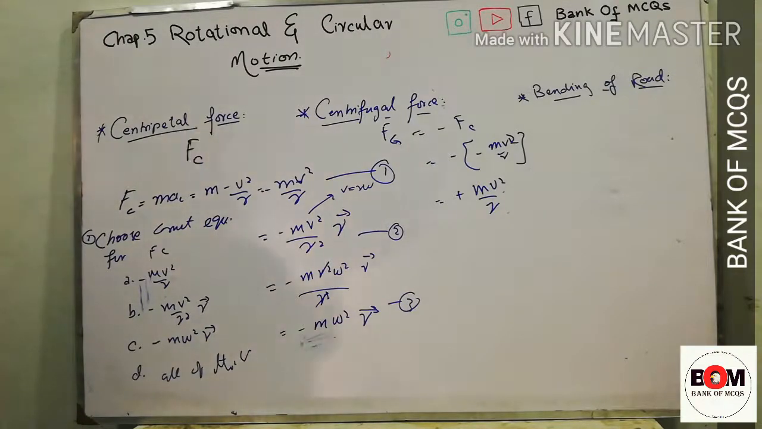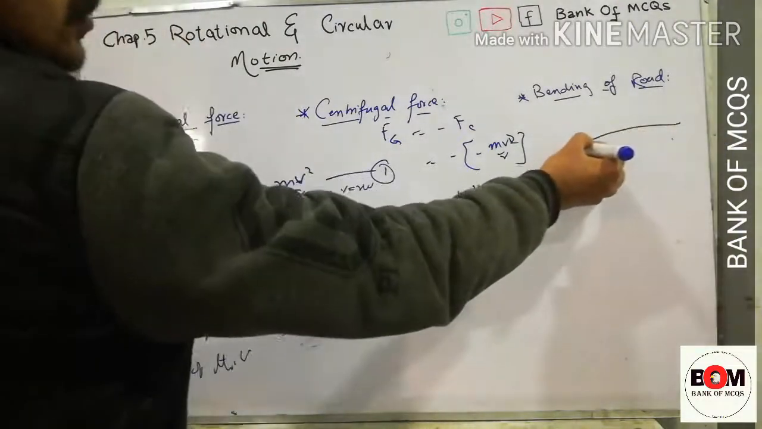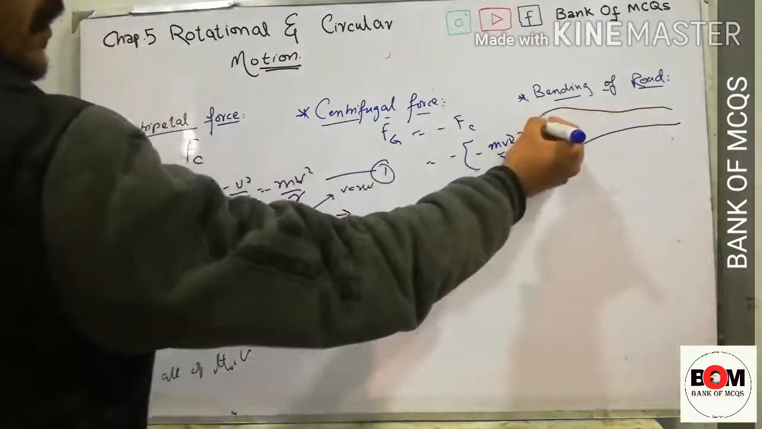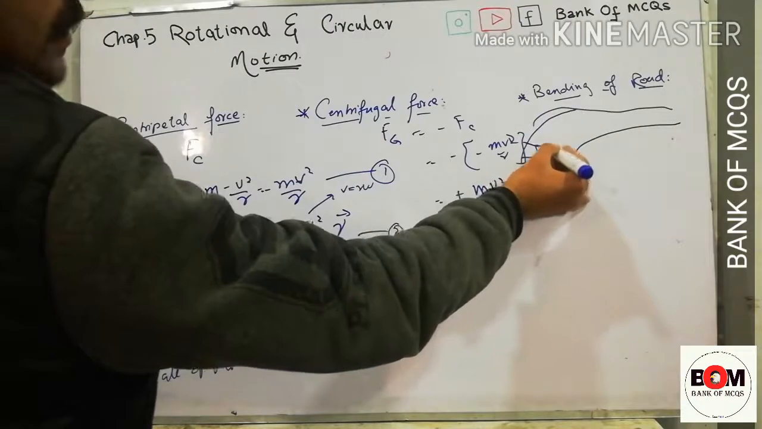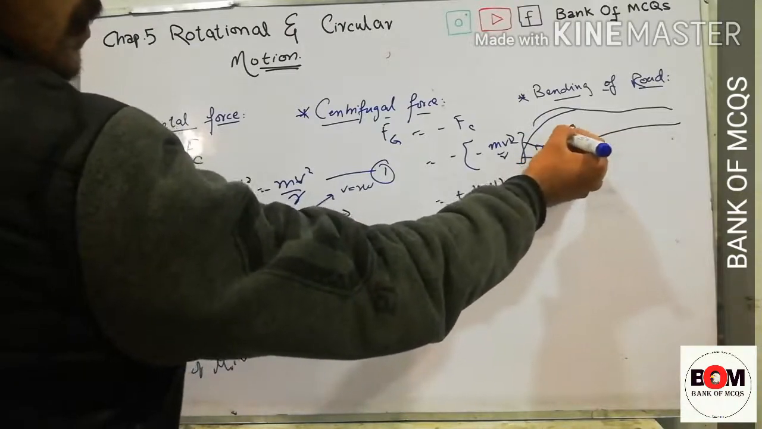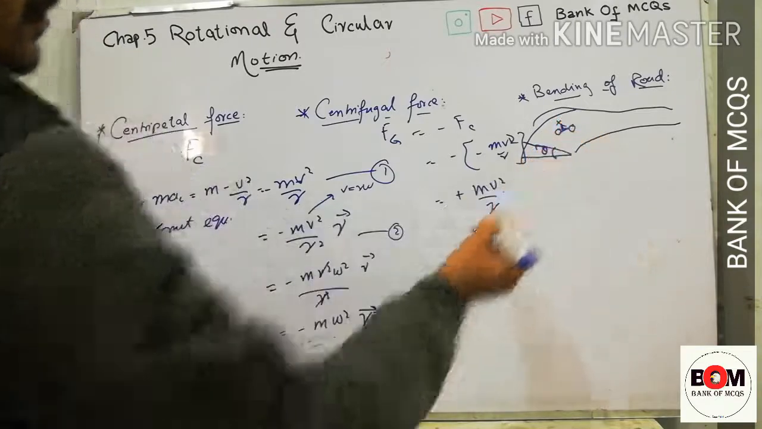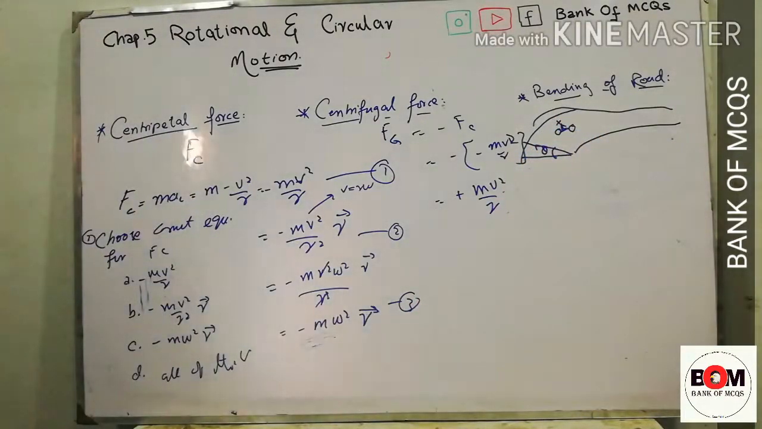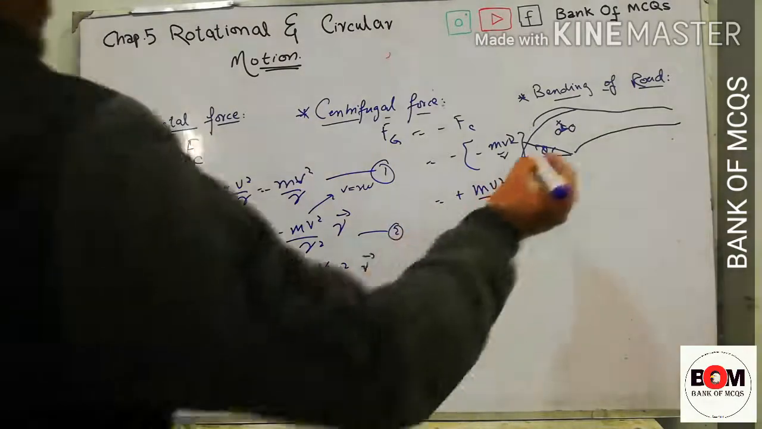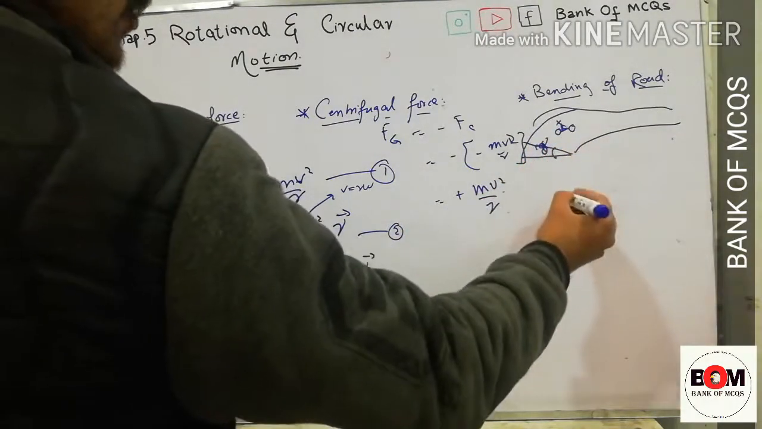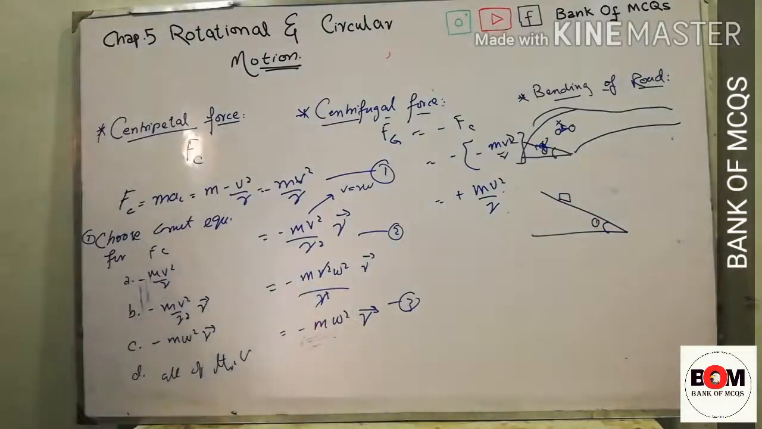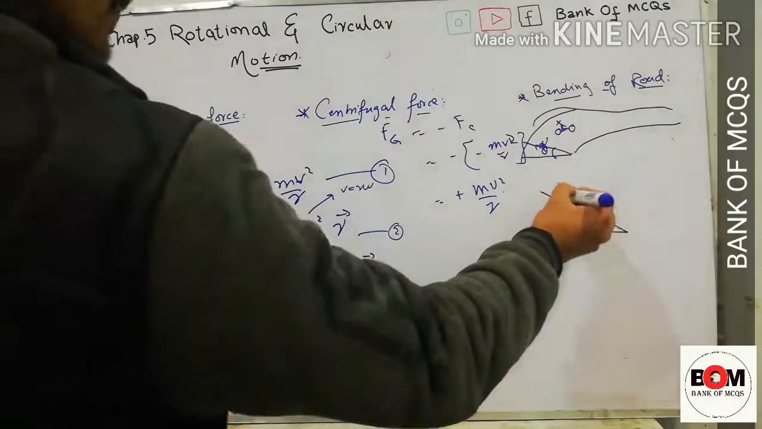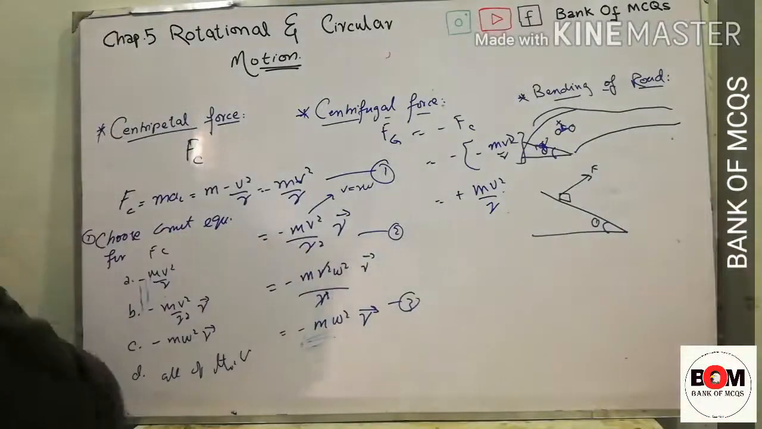If we see the analysis, this is the road coming. At the corner they bend it at a certain angle. This angle provides the centripetal force for a car, bike or motorcycle coming. So this is called the bending of the road. This is an object, car or motorcycle, and this is the angle theta with the plane. And this is the total force acting on it.